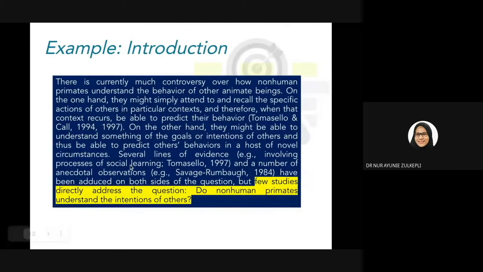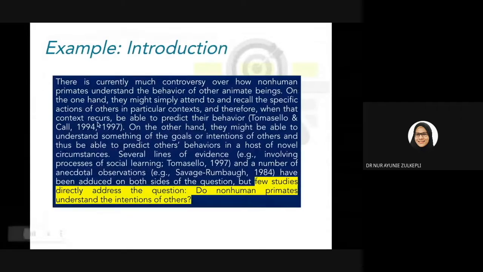So this is an example for an introduction. For a standalone literature review, this is quite a good example of an introduction. As for your DRP or dissertation, the introduction may be more in terms of word count. Okay, so this one I just want to put as an example here.